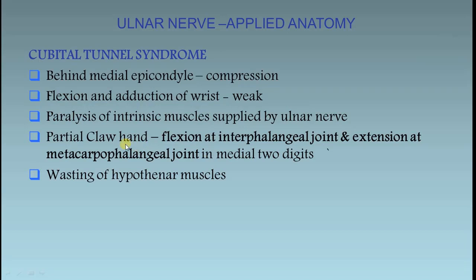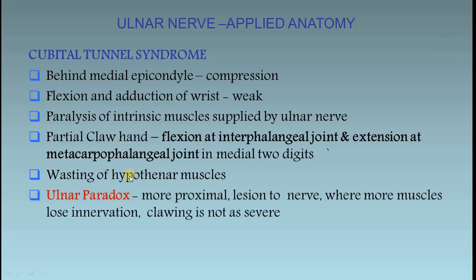So complete claw hand is different from partial claw hand. Partial claw hand involves the medial 2.5 fingers. There will be flexion at the interphalangeal joint and extension at the metacarpophalangeal joint. Wasting of hypothenar muscles, and the skin over the hypothenar eminence.